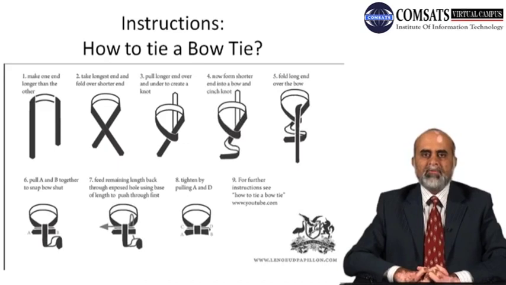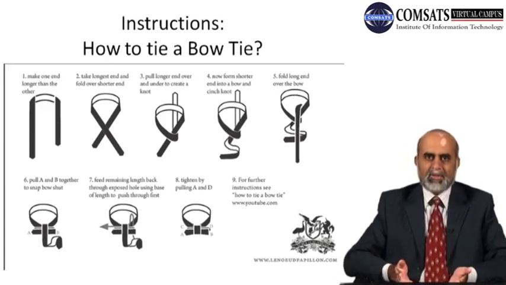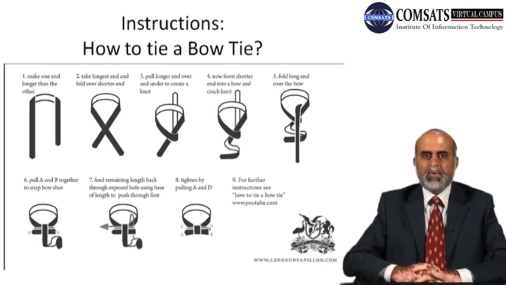And here you don't have the first section because certainly for some instructions it is quite obvious that in order to tie a bow tie you need a tie. So you don't need to mention things that are required for it. I'm not going to read it out, but I just want you to look at the first word of each of these steps. So look at the first sentence, make one end longer than the other. Make is a verb. The second sentence, take longest end and fold over shorter end. So you have the verb take. Next one is pull.